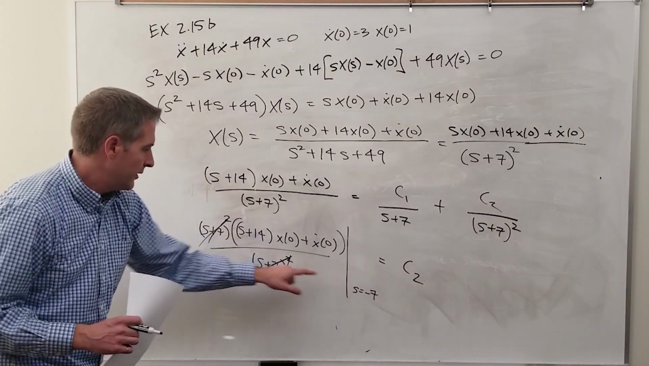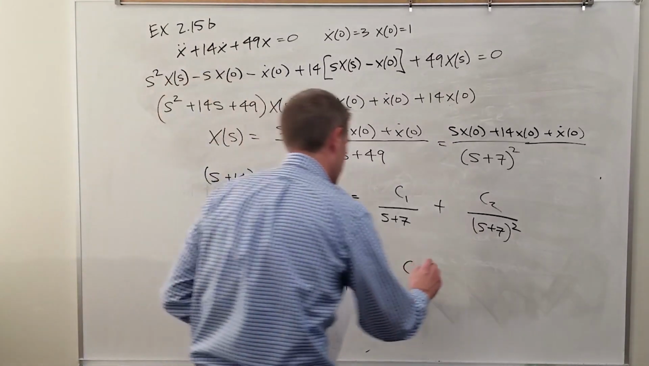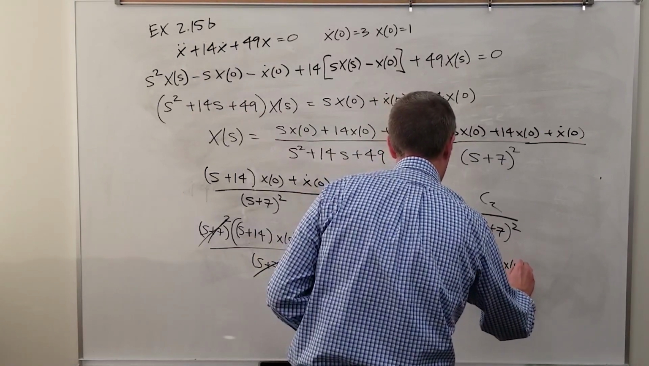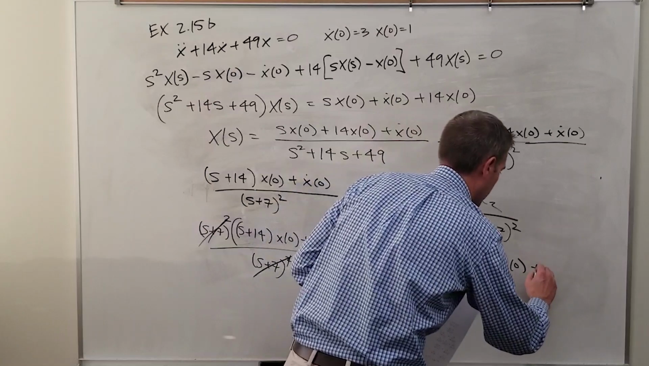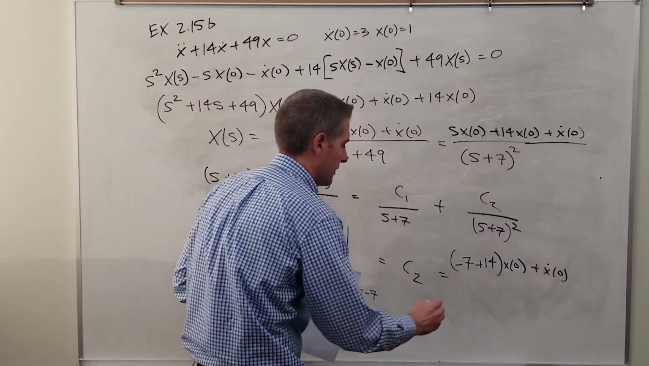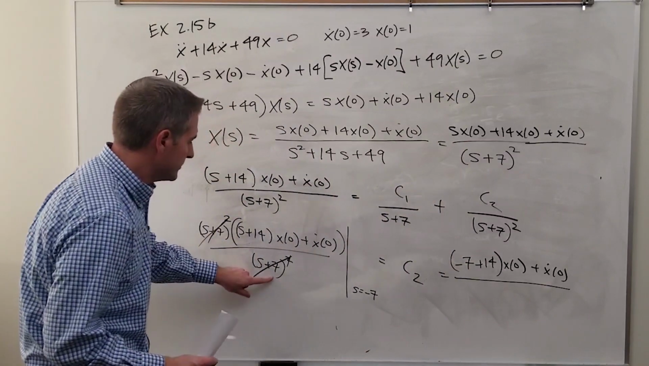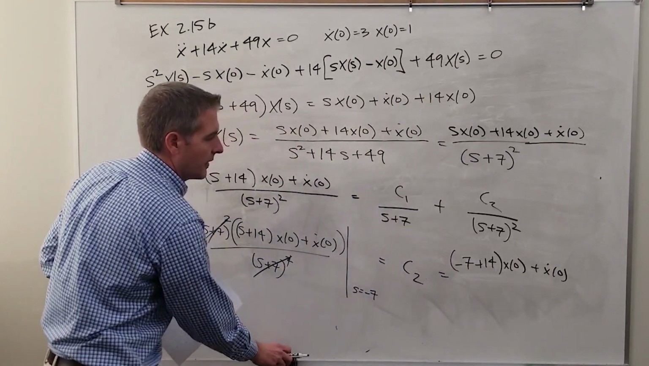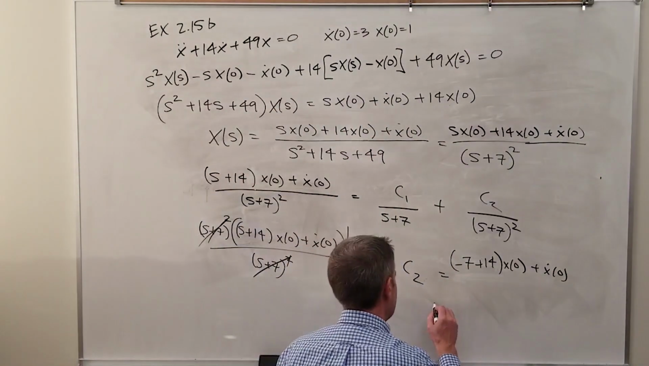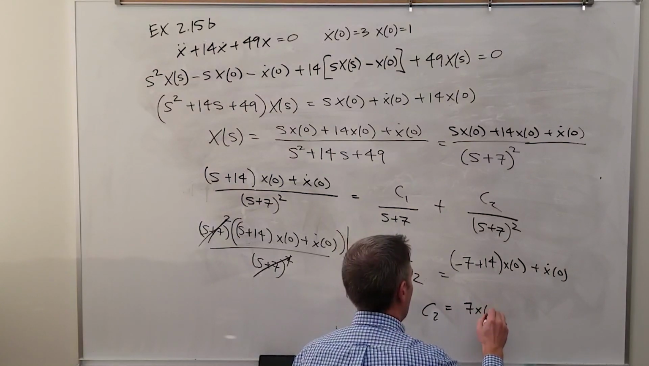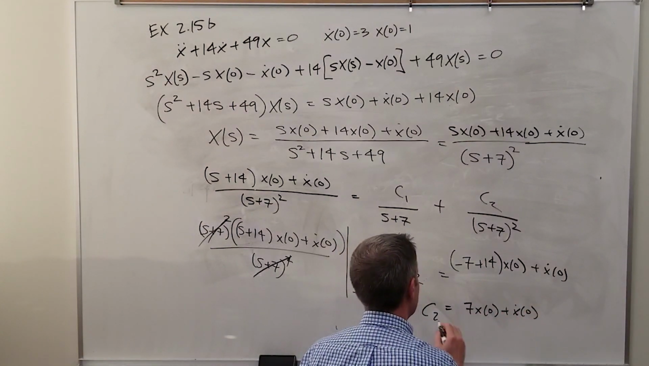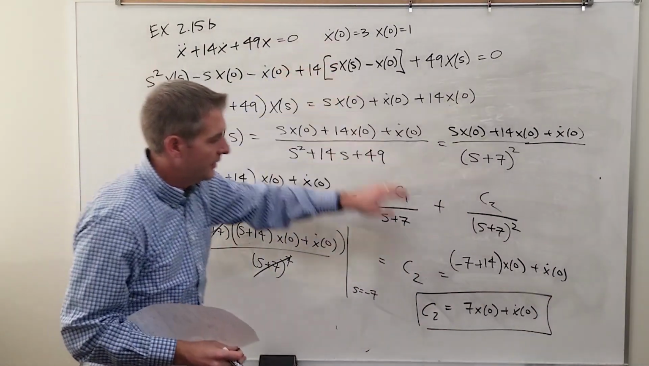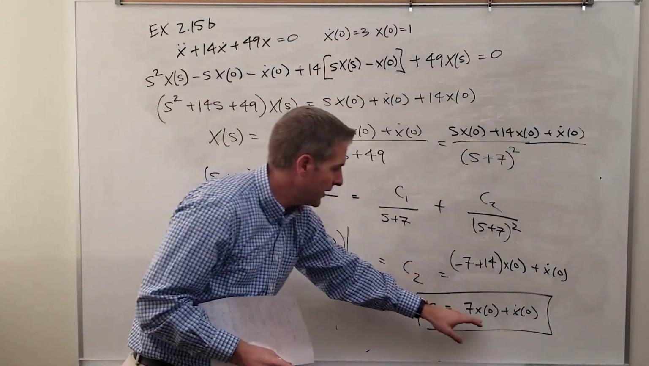So I can replace these s's with minus 7, so I'm going to do so. Minus 7 plus 14 times x0 plus x dot 0, all over 1. So C2 equals 7 x0 plus x dot 0. And if I want to, I can replace this x dot 0 with 3 and this x0 with 1.